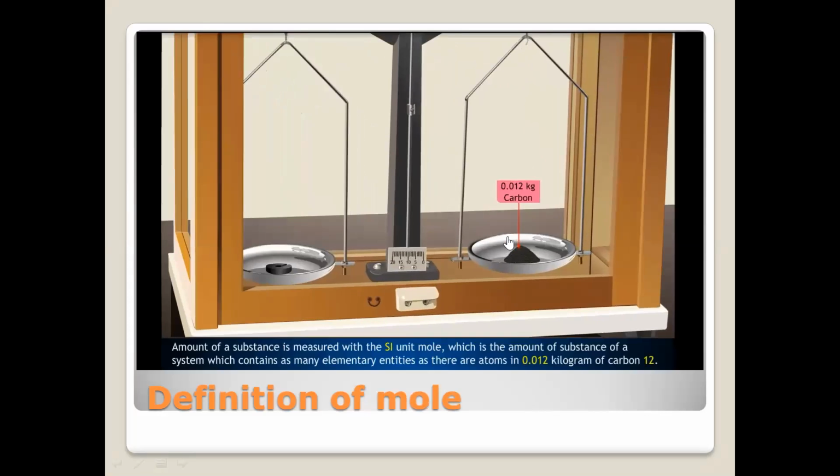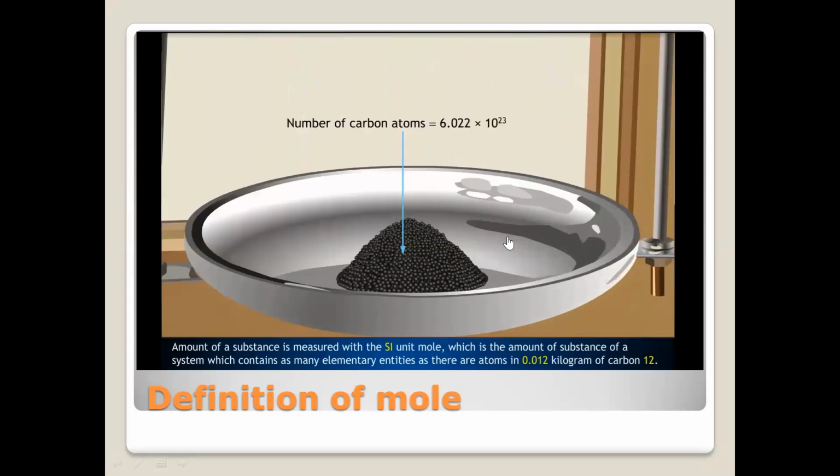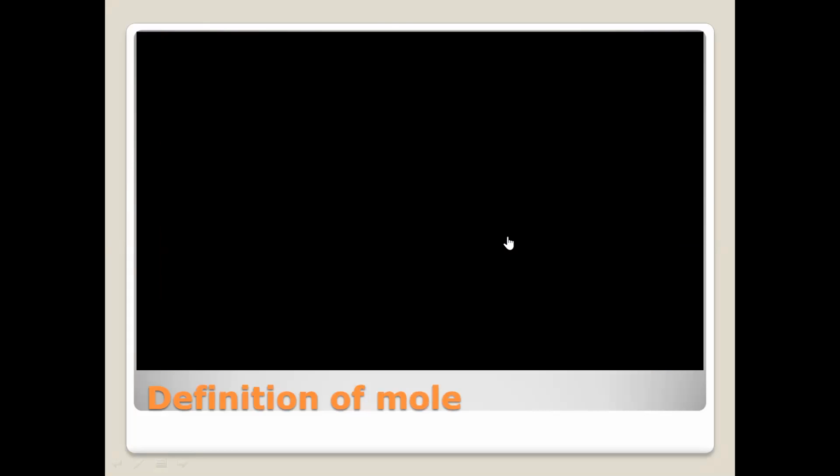Definition of 1 mole is this. It is the amount of substance of a system which contains as many elementary entities as there are atoms in 0.012 kilogram of carbon-12.